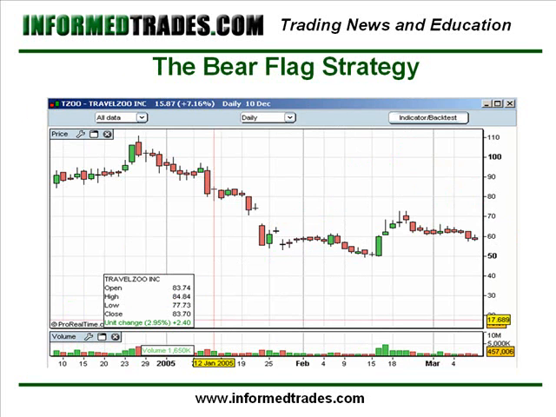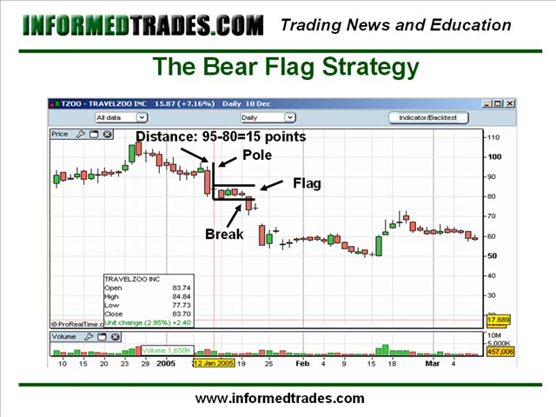Okay, the bear flag strategy is similar to the bull flag strategy. It's just flipped upside down. So we have our bear flag here. We measure the distance, we have the break of the bear flag to the downside, so we're looking to get short there. We measure the distance from the top of the move down to the bottom, and we subtract those, we get 15 points, and that is our target from the break point down when we get short, and then we place our stop just above the resistance line.